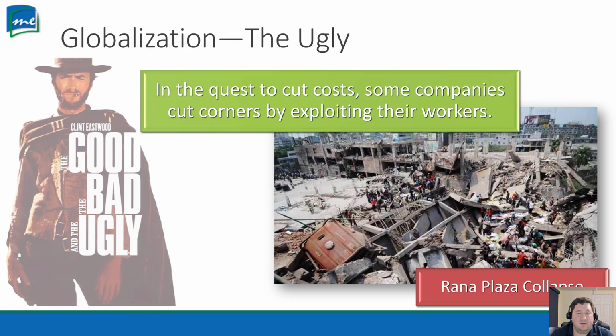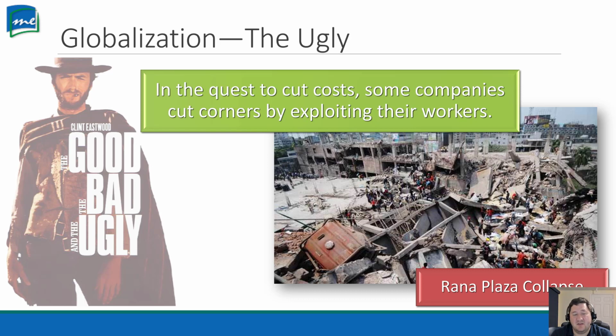So we do have the ugly side of globalization. While we're trying to cut costs, some companies cut corners, right? Of course, they're trying to cut their costs. So they exploit their workers. Some of these things might be as simple as they don't provide heat, or it's very minimal heat, or they don't provide air conditioning because it's too costly in the electric bill. Who knows? Or they build a poorly built building, which may have been what happened here with the Rana Plaza collapse.